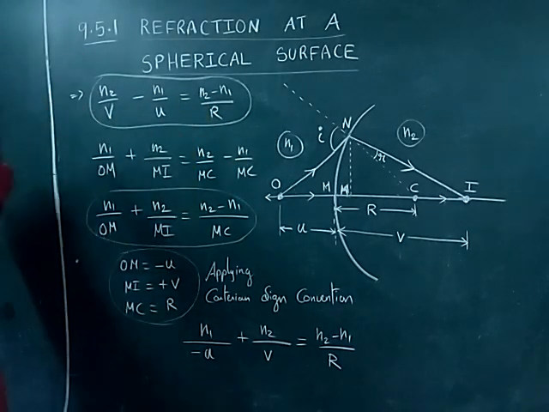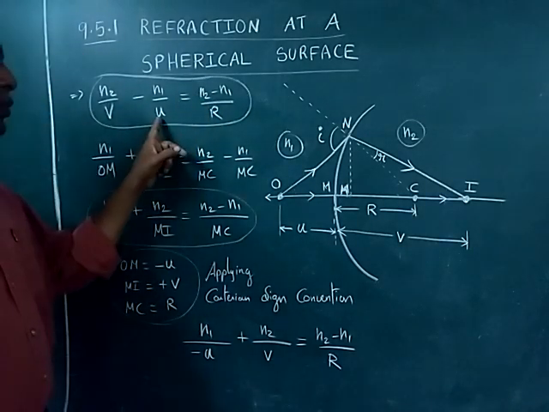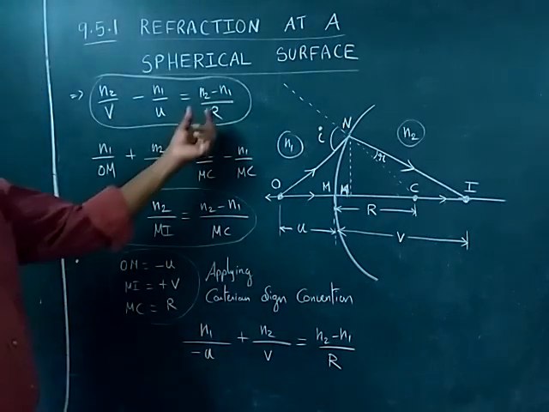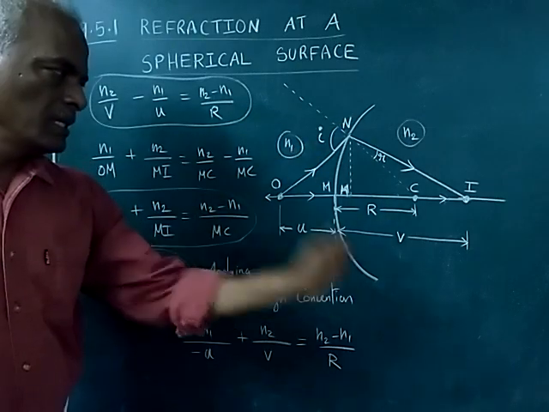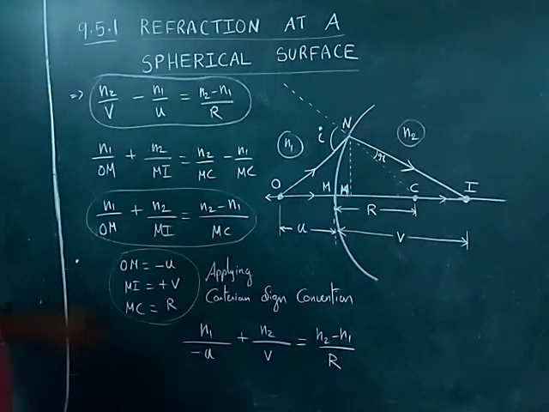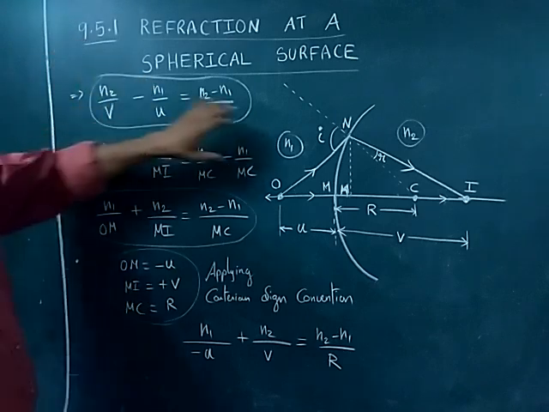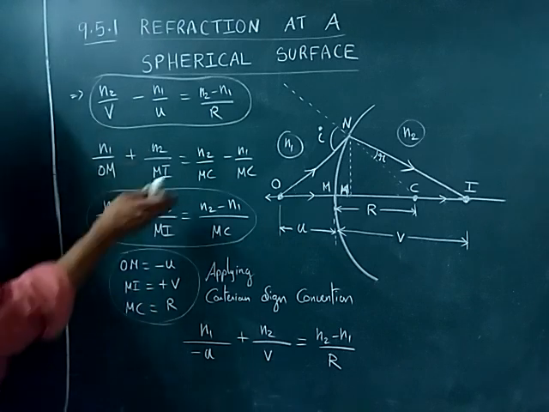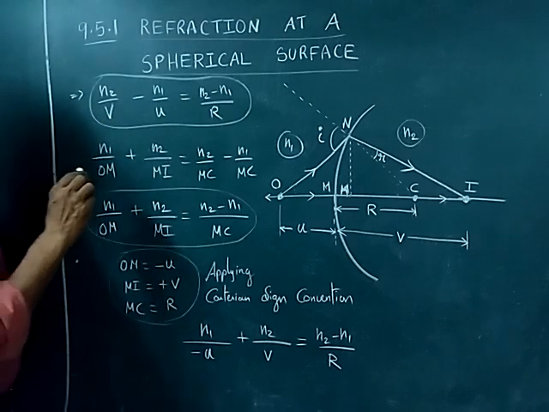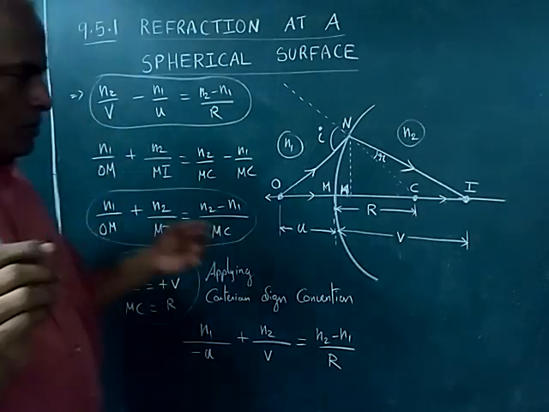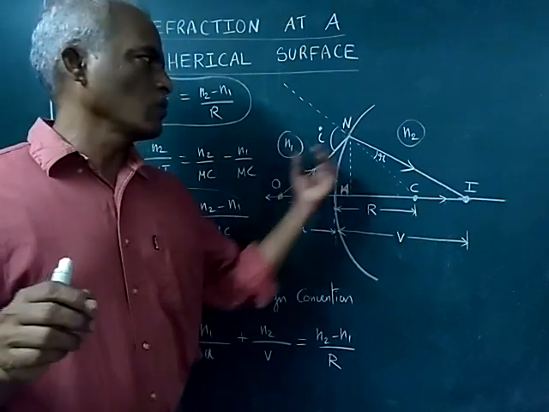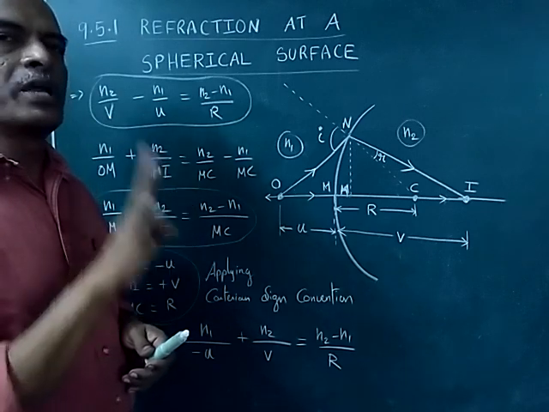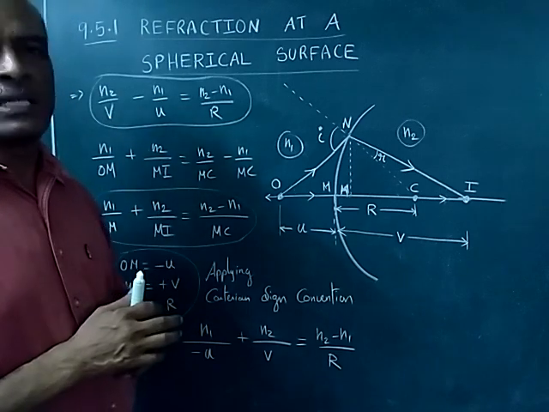Now if you look into this equation, if you know U, the object distance from M, if you know the radius of curvature of the sphere, if you know the refractive indices N1 and N2, you can always find V. So totally we have 5 parameters: U, V, R, N1 and N2. If you know any 4, you can always find the other term.